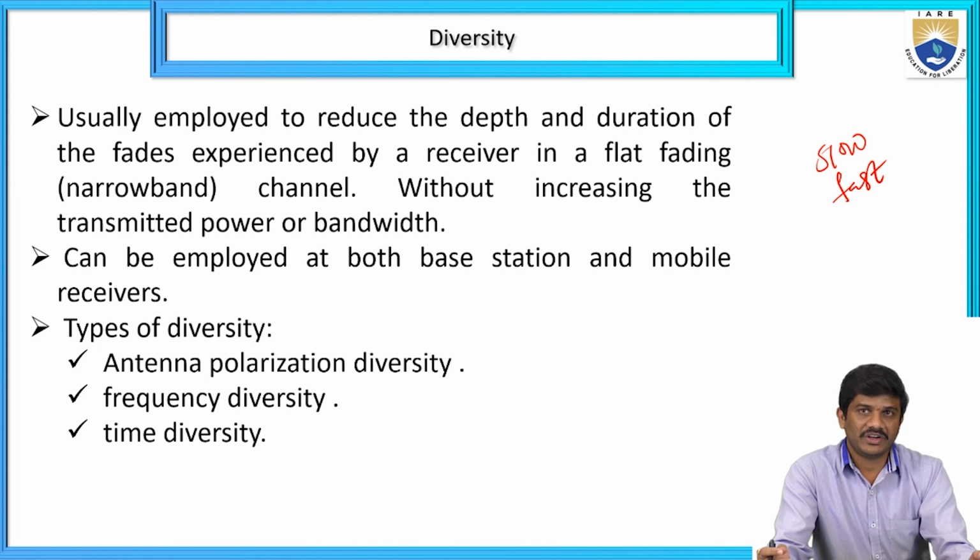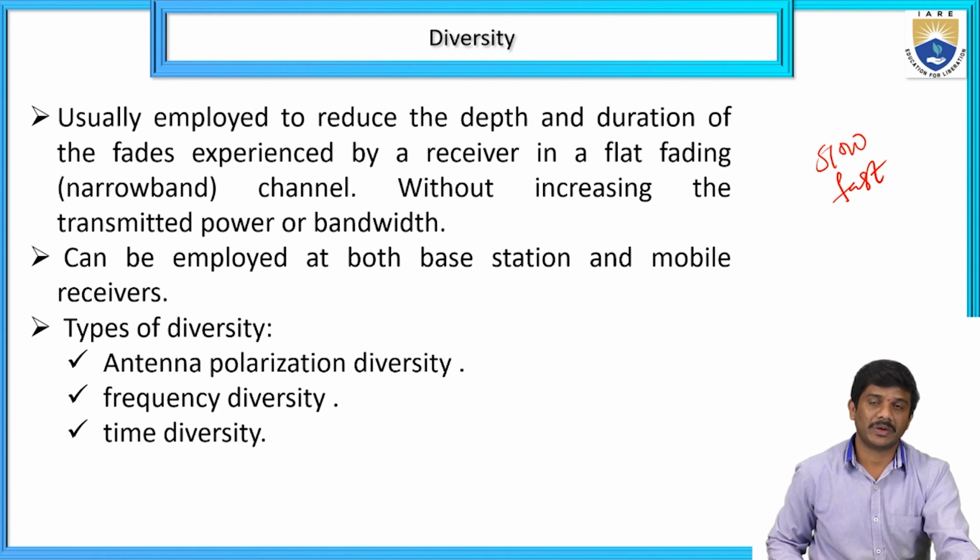Here we have different types of diversity techniques. One is antenna polarization diversity and frequency diversity. The third one is time diversity. These are the types of diversity we can use to improve the link performance. We can also improve link performance by increasing the transmitted power or bandwidth, but without increasing them, we can use these diversity techniques to improve the signal link performance.